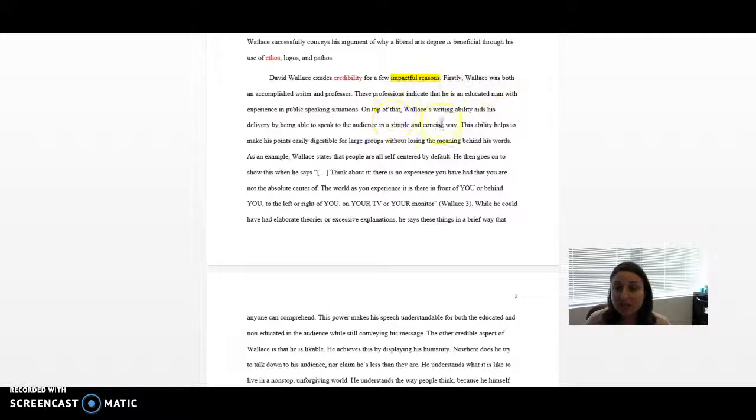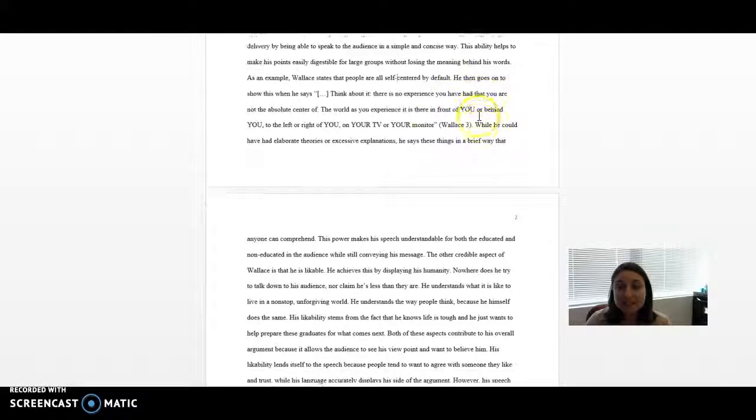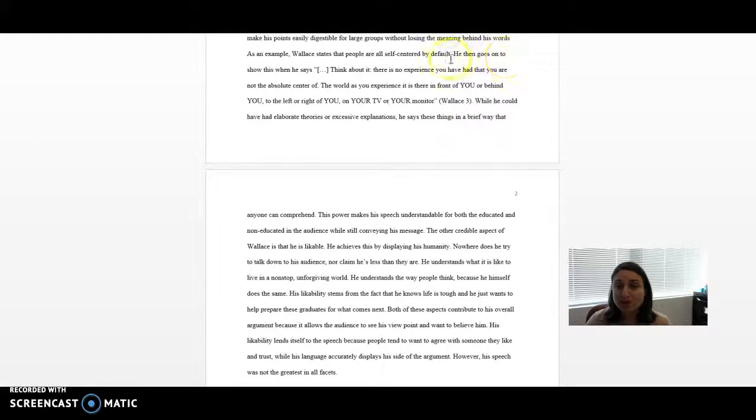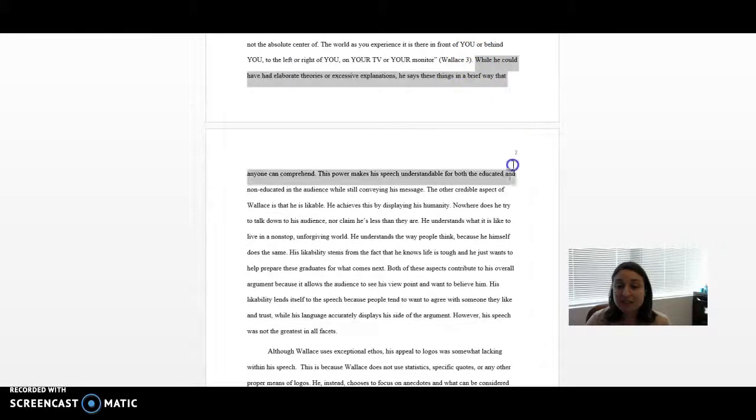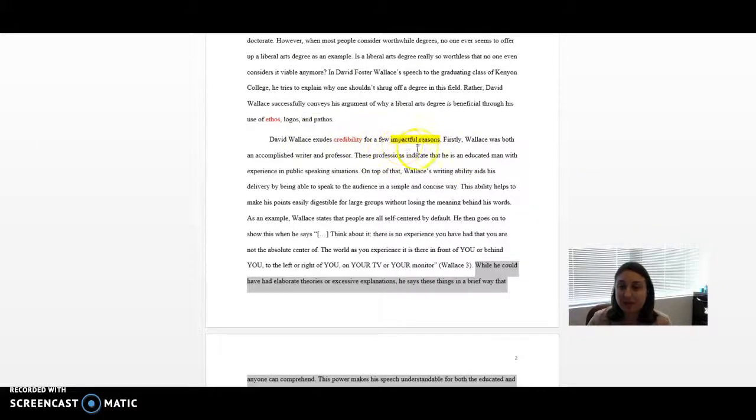So first, they write about who he is and where he comes from and a little bit of his background, and that's always really helpful. Second, they transition into a quote. He then goes on to show this when he says, quote, think about it, there's no experience you have that you are not the absolute center of, right? So he transitions into this quote. Then he spends the next couple sentences showing why this little quote backs up the topic sentence.